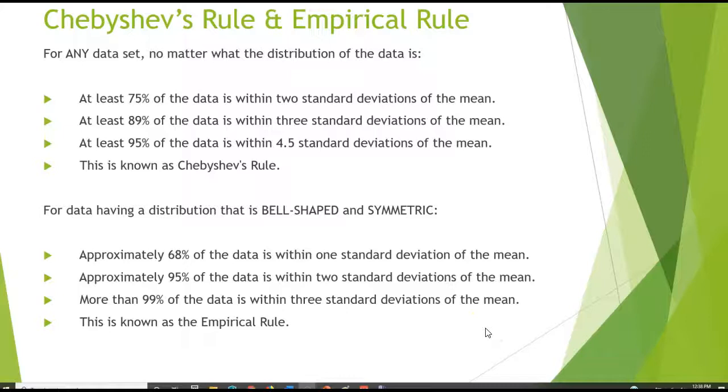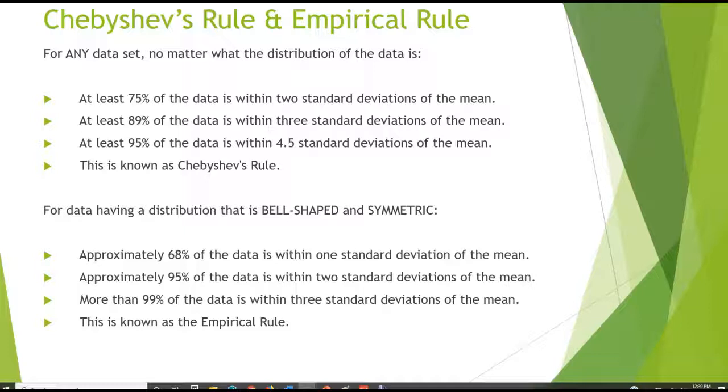The last thing we are going to cover in this chapter is Chebyshev's rule and the empirical rule. Chebyshev's rule is for any data set. It doesn't matter what the distribution of the data is or looks like. It says that at least 75% of the data is within 2 standard deviations of the mean, 89% of the data is within 3 standard deviations of the mean, and 95% of the data, that's almost all of the data, is within 4.5 standard deviations of the mean.